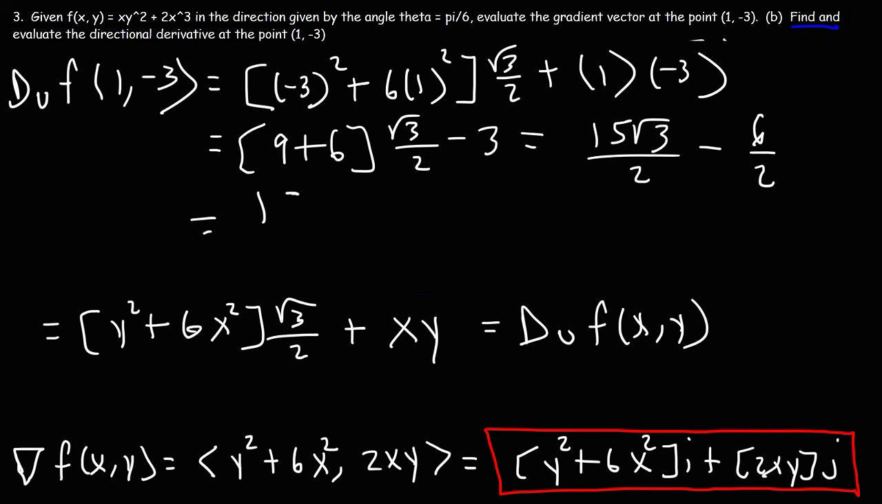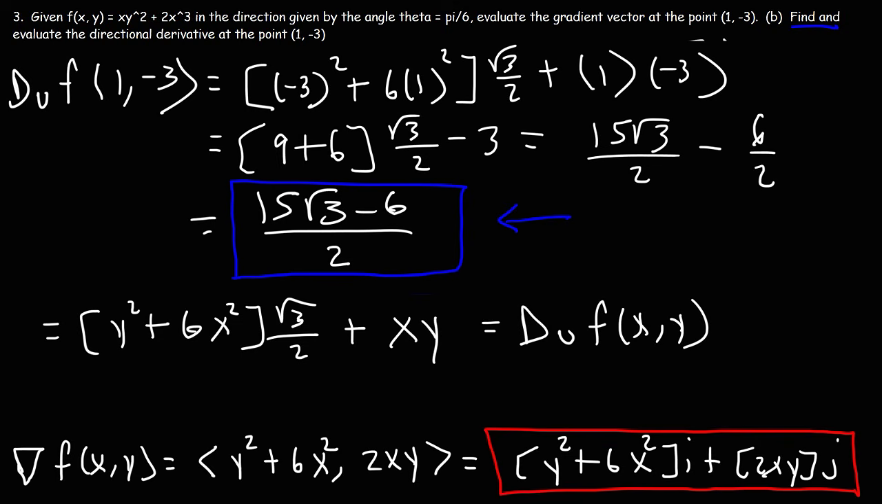But now we can combine the fractions into a single fraction. And so now we have our answer. So it's 15 root 3 minus 6 over 2. So that is the value of the directional derivative at the point (1, -3). So that's it for this problem.